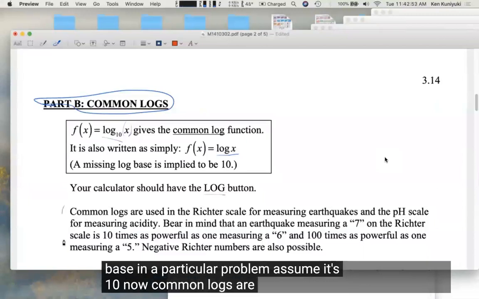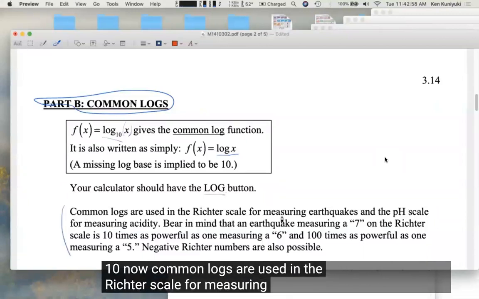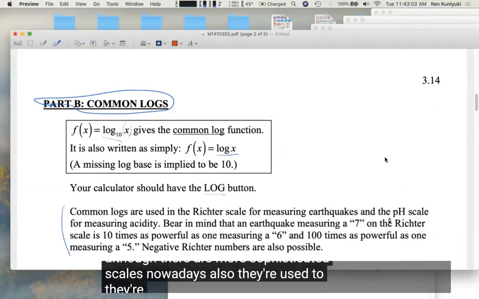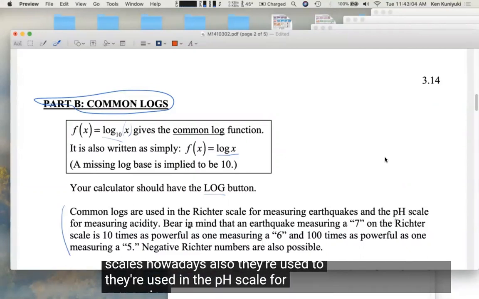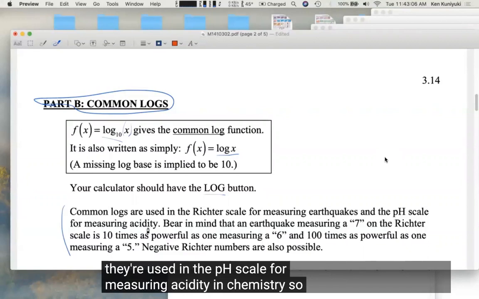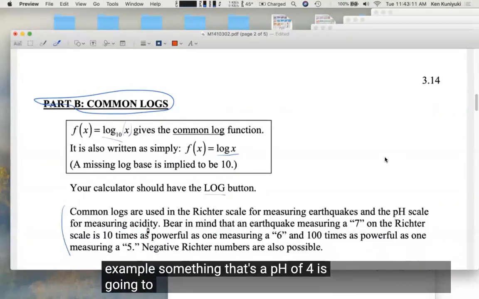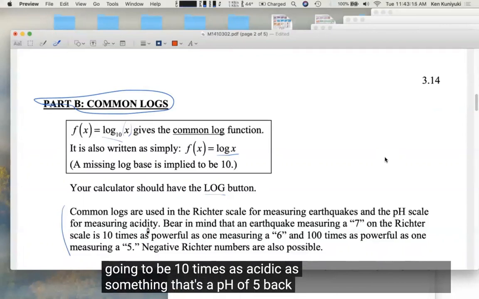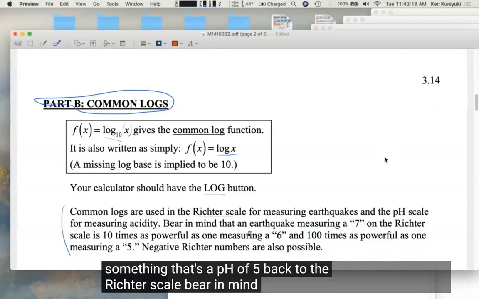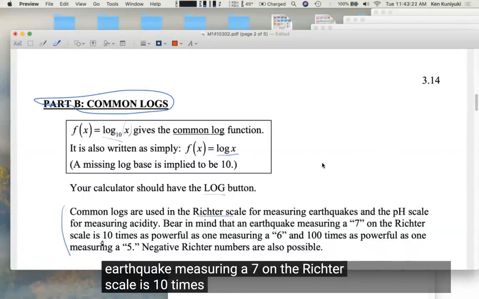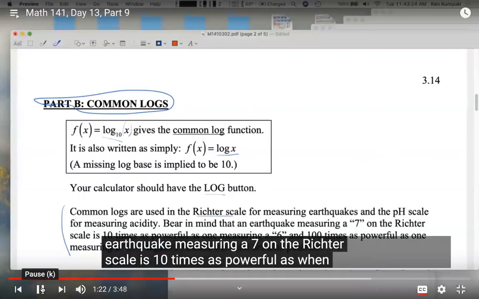Now, common logs are used in the Richter scale for measuring earthquakes, although there are more sophisticated scales nowadays. Also, they're used in the pH scale for measuring acidity in chemistry. So, for example, something that's a pH of 4 is going to be 10 times as acidic as something that's a pH of 5. Back to the Richter scale, bear in mind that an earthquake measuring a 7 on the Richter scale is 10 times as powerful as one measuring a 6.